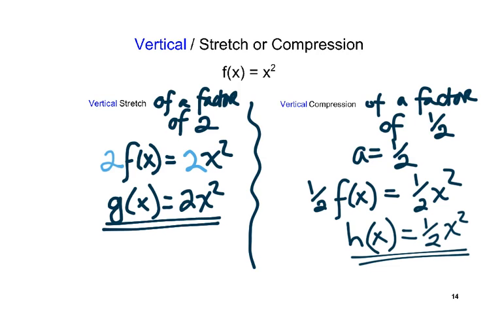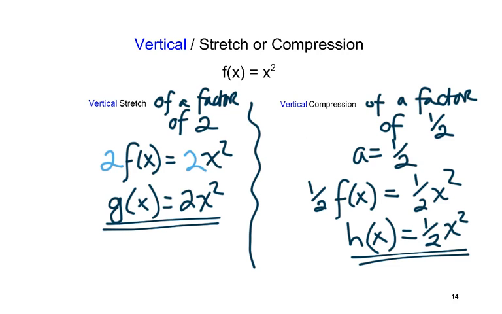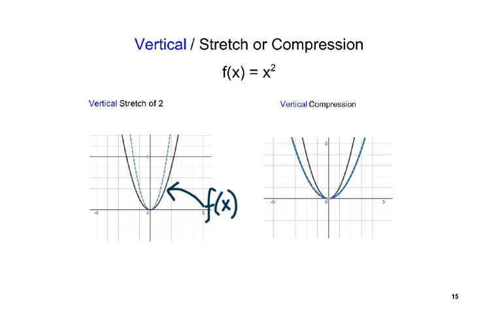Now, if you're going to look at the graphs of these two, this is what it looks like. Okay, so the black graph is going to be f of x. And again, back here we called that first one g of x, the vertical stretch by a factor of 2, which is going to equal 2x squared. And you can see it looks like we took f of x and we pulled it up along the y-axis to stretch it out, just like a rubber band.